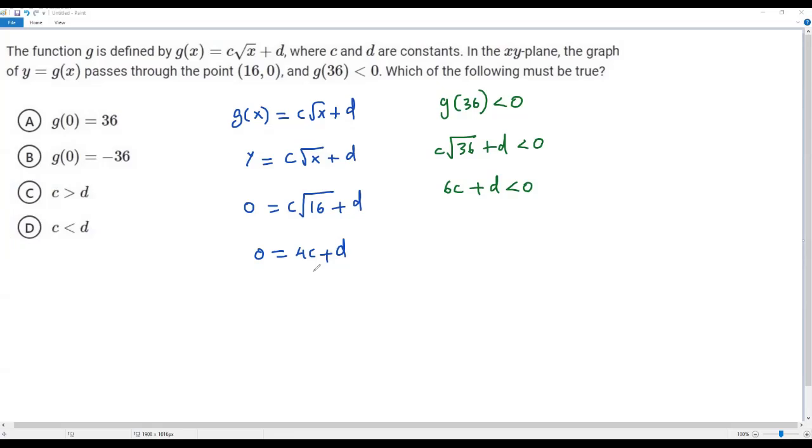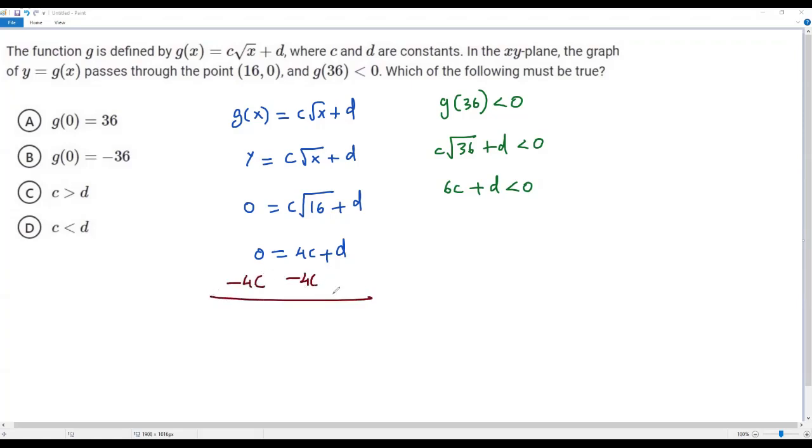Okay, now what we can do is solve for either c or d in this equation. Once we get a value for one of the constants, we can plug it into this inequality, so that we'll be able to relate c and d in an inequality. So we might decide whether option C or option D is correct. For that, I think we can easily solve for d in this equation, because d has a coefficient of 1. To solve for d, I have to subtract 4c from both sides of this equation.